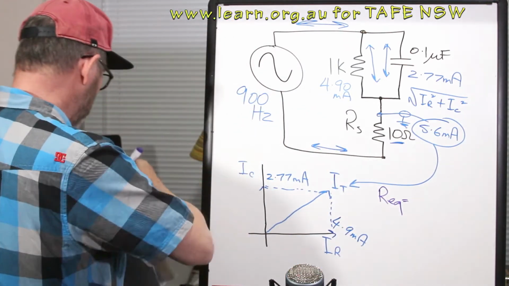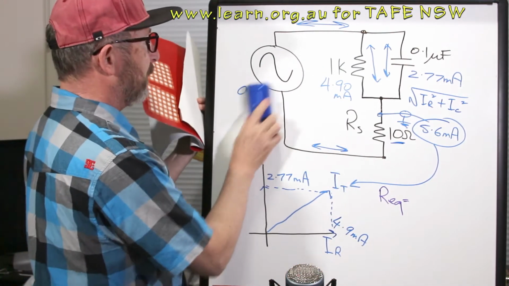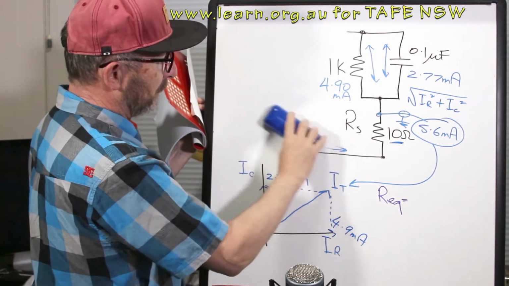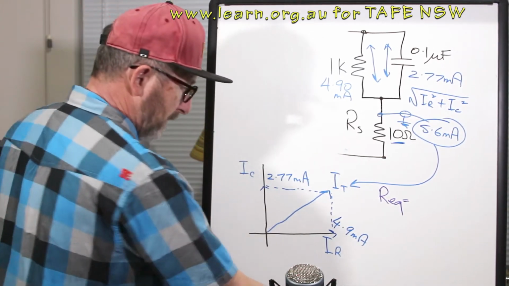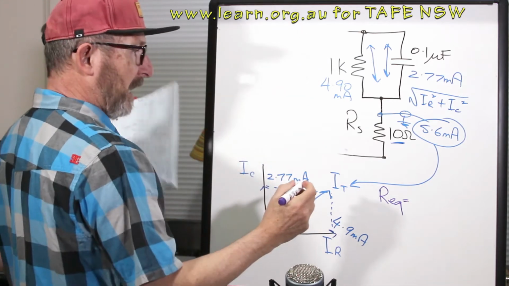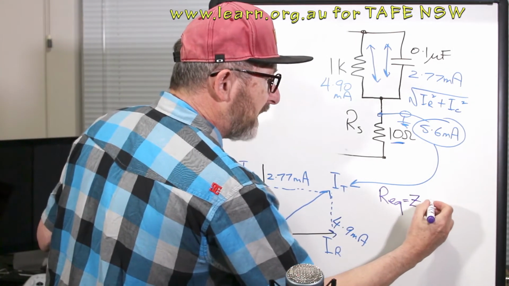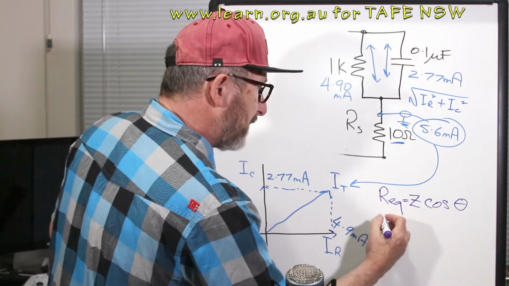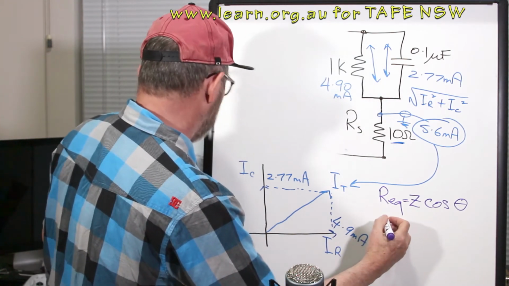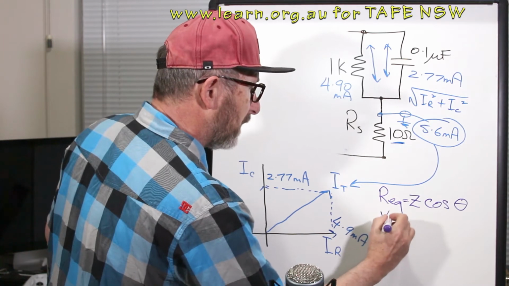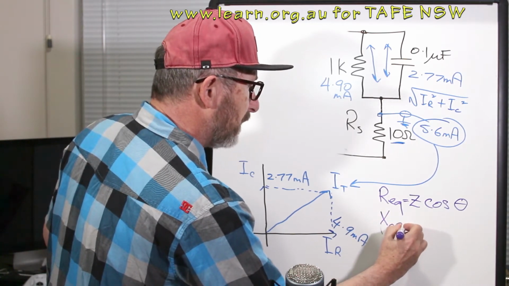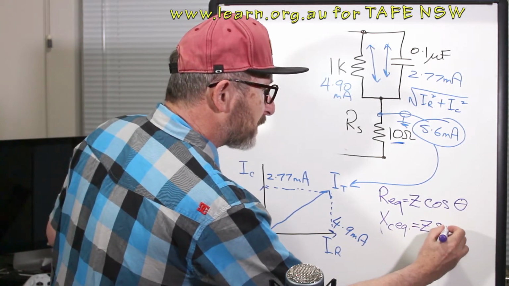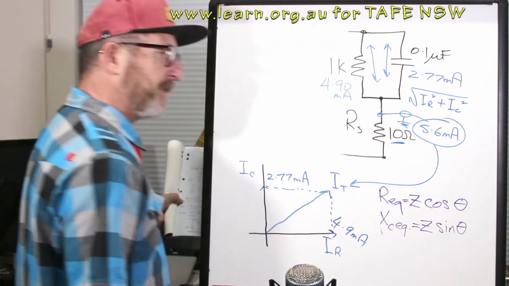Maybe I'll just make some space, because we know that we've got 900 hertz flowing in there. We'll rub this part of our diagram off the board. I haven't got a very big board to work on here. REQ equals Z cos theta, and XCEQ equals the impedance times the sine of theta.